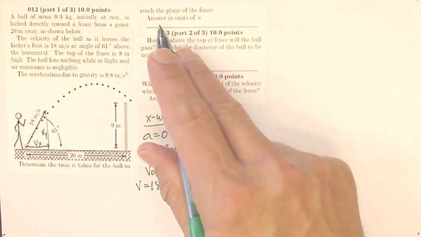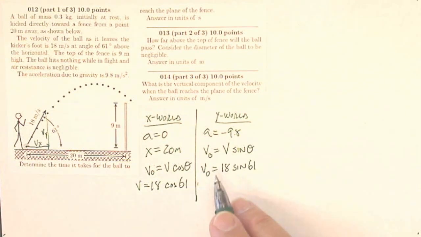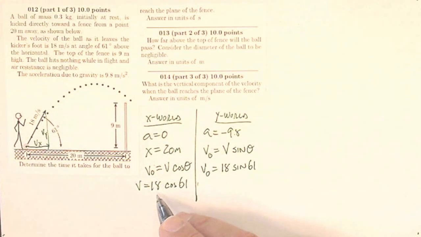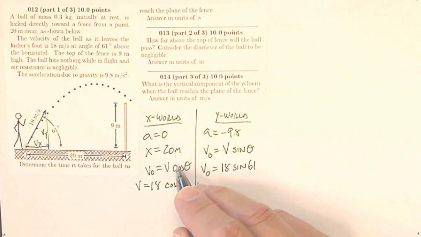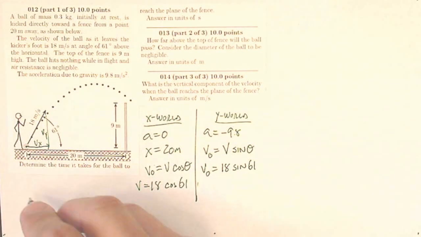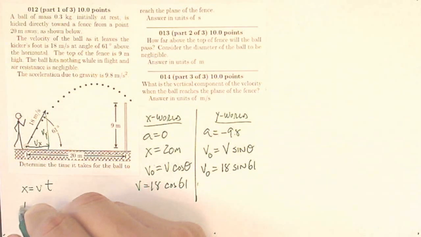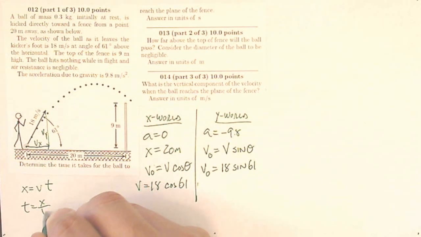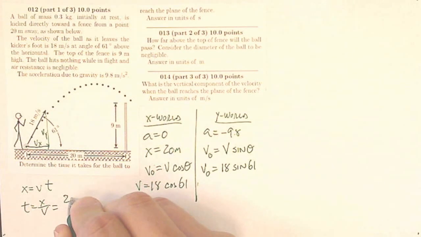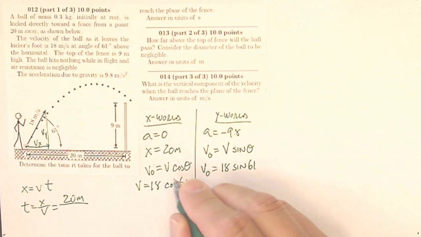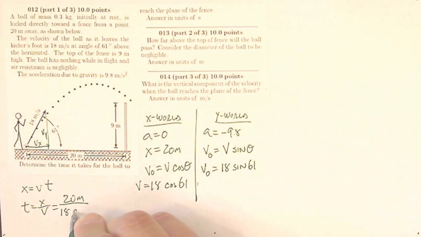Determine the time it takes for the ball to reach the plane of the fence. You know, I don't even need Y for that. I can do that all in the X world here because I have a velocity and a displacement. So I know that since my displacement is my velocity times time, my time is going to be my displacement over my velocity. So my time is going to be my displacement of 20 meters divided by my velocity of 18 cosine 61, and that's going to give me my time. So that is the answer for question number 12.